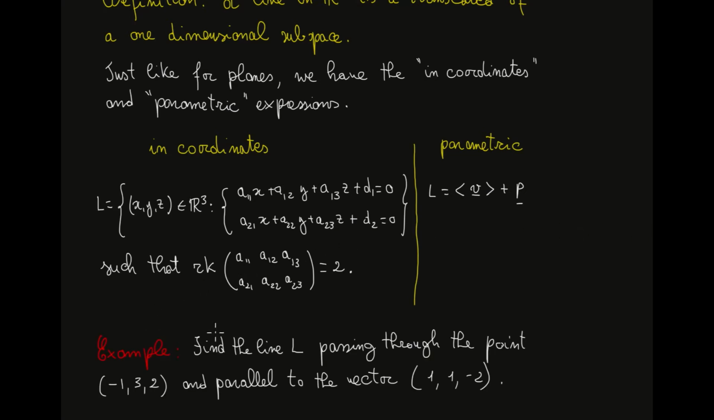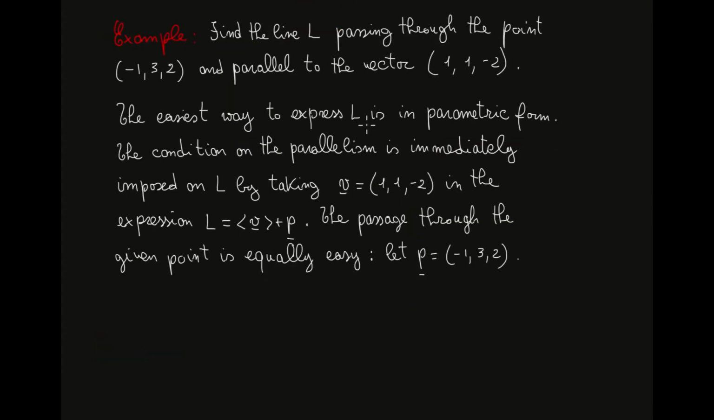Let's see an example. Let's find a line L passing through the point (-1, 3, 2) and parallel to the vector (1, 1, -2). The easiest way to express L is in parametric form. The condition on the parallelism is immediately imposed on L by taking V to be (1, 1, -2) in the expression L equals the vector space generated by V plus P. Remember that this is the parametric equation of a line in R3. We have to figure out, therefore, the vector V and the vector P.